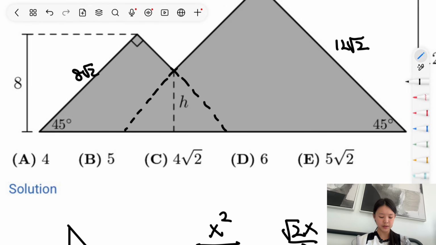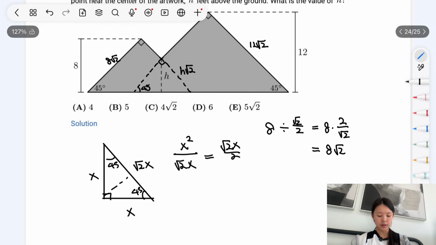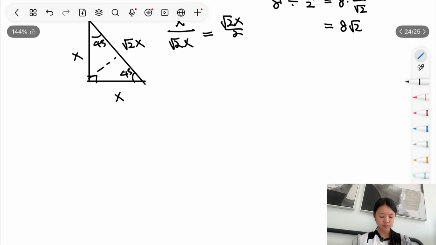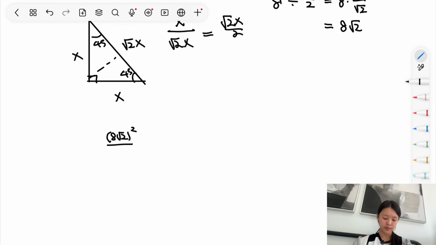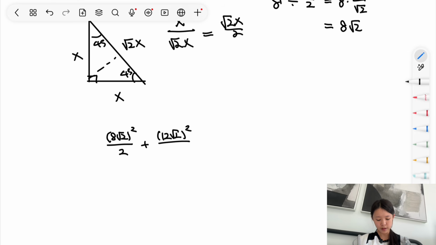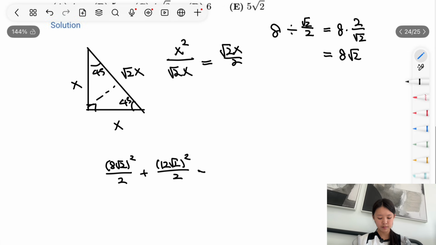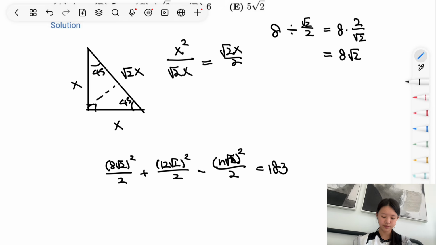If we pull all of these down, this would be a 90-degree angle as well, and this would be 45 degrees as well. So this is 8 square root of 2. And so the total area is 183. So 8 square root of 2 squared divided by 2, plus 12 square root of 2 squared divided by 2, minus this h square root of 2 squared divided by 2, equals 183.